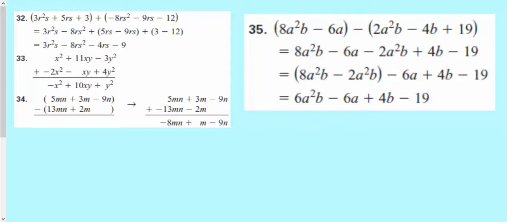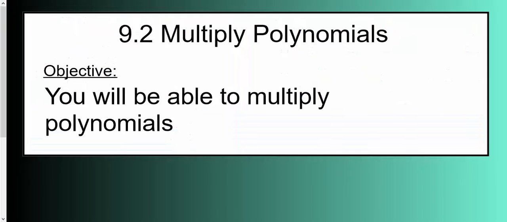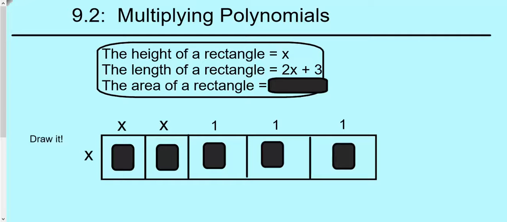Just like adding and subtracting polynomials, multiplying polynomials is fairly straightforward as well. We're not actually going to be dividing polynomials. That is very complicated. So if you wonder where we go next with our unit, why we don't do division, it's because it's very complicated. We're going to be doing that later in chapter 12.